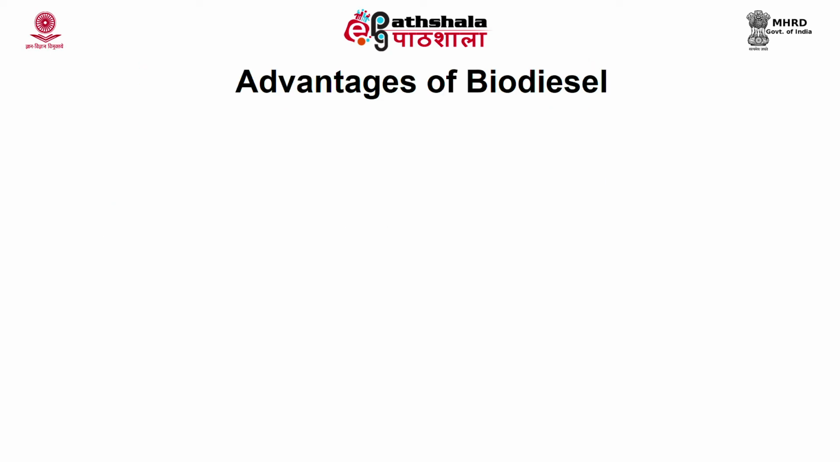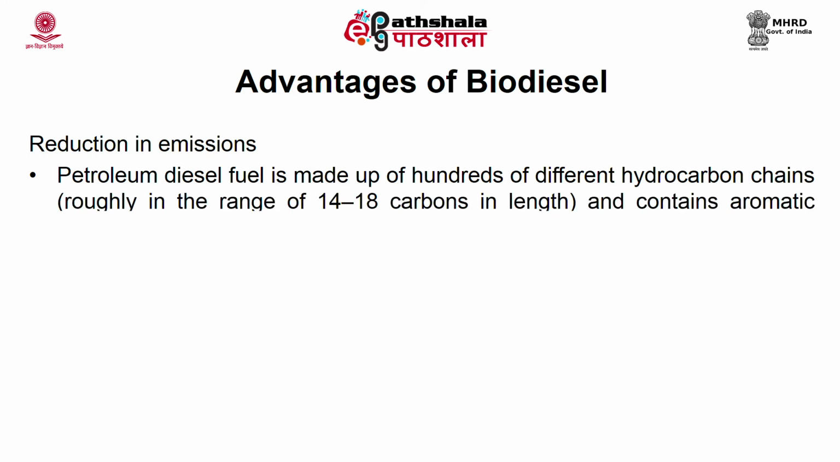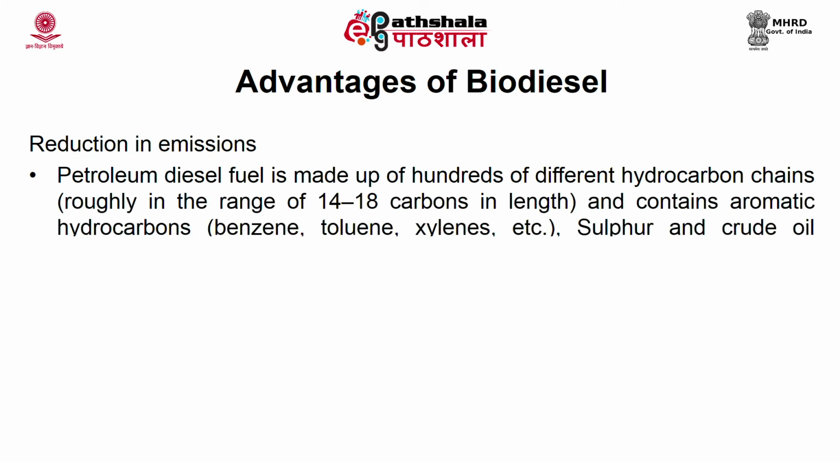What are the advantages of biodiesel over diesel? Petroleum diesel fuel is made up of hundreds of different hydrocarbon chains, roughly in the range of 14 to 18 carbons in length. It contains aromatic hydrocarbons like benzene, toluene, xylene, sulfur and crude oil residue contaminants.